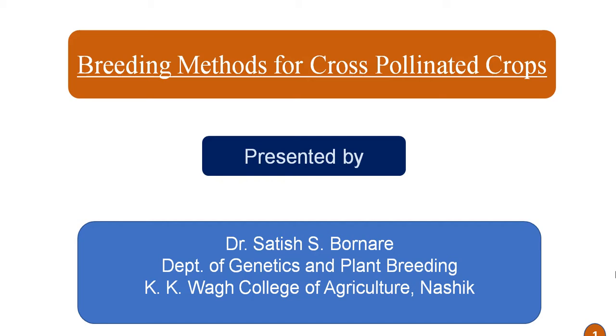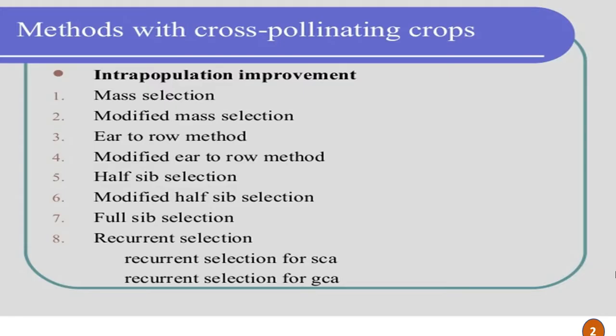Today we are going to learn the topic breeding methods for cross-pollinated crops. So friends, these are the breeding methods which were utilized for improvement of the cross-pollinated crop, in which mass selection, modified mass selection, year to row method, modified year to row method, then half sib selection, full sib selection, or modified half sib selection, or the major one is recurrent selection. So this recurrent selection again has simple types: simple recurrent selection, then recurrent selection for SCA, then recurrent selection for GCA, and reciprocal recurrent selection. So these are some of the methods which we utilize in improving the cross-pollinated crops.